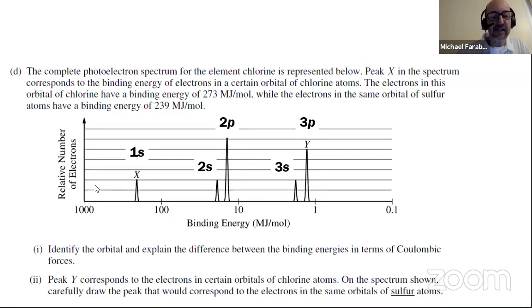All right, it goes on to say that the electrons in peak x, which corresponds to the binding energy of a certain orbital, it's 273 megajoules per mole. So that's how much energy is required to remove those electrons. Now for sulfur, for the same orbital, it's going to be a smaller number, so 239. So for this Roman numeral 1, identify the orbital, so we know it's going to be 1s, and then explain the difference between the binding energies in terms of Coulombic forces.